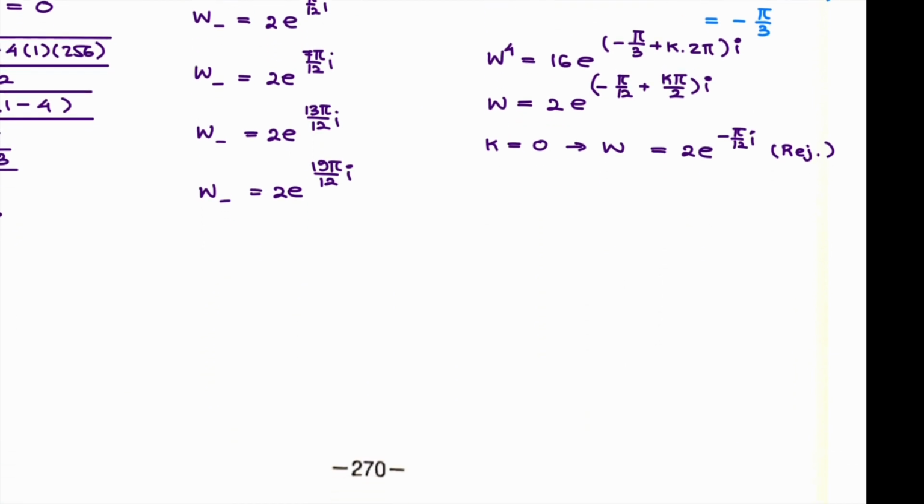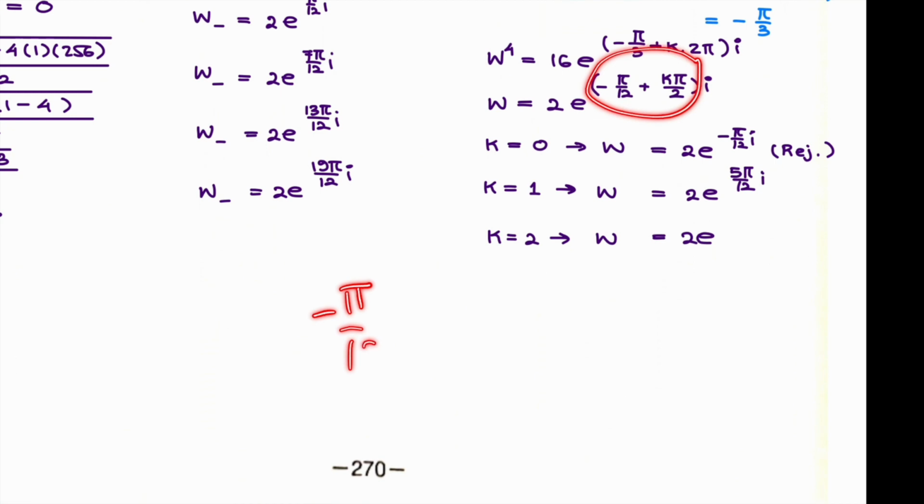So you cannot use k equals 0, but it's okay. Just keep going. You can substitute k by 1, then you will obtain W equals 2e to the power of negative pi over 12 plus 1 times pi over 2, which gives 5 pi over 12. And then if k equals 2, W equals 2e to the power of negative pi over 12 plus pi. If you simplify it, you will obtain 11 pi over 12.